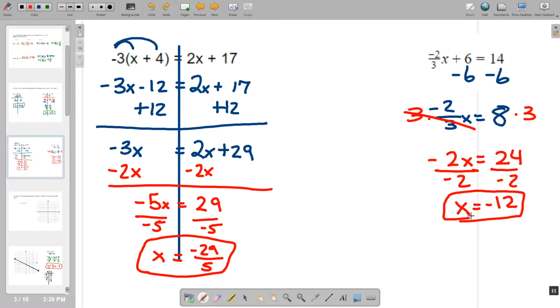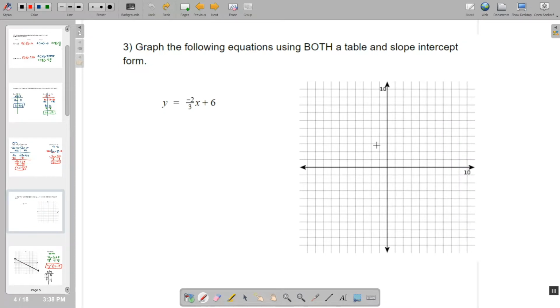Okay, checking my answer key. That one is correct. Moving right along, we are now going to graphing. It wants us to graph using slope-intercept form and using a table. So in the last video, I talked about using slope-intercept form to help you make the table. We're going to do that again.